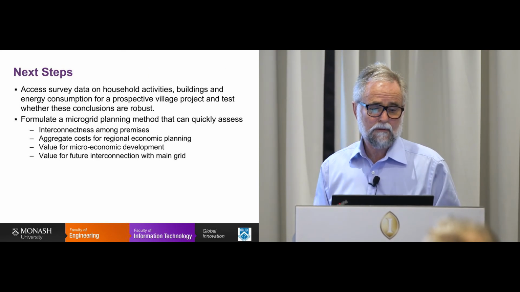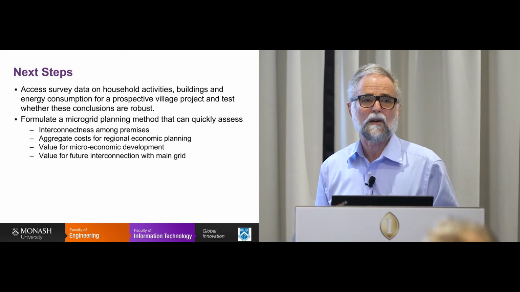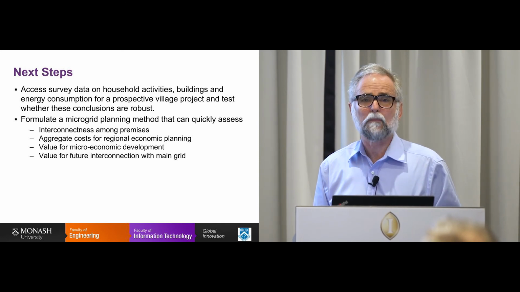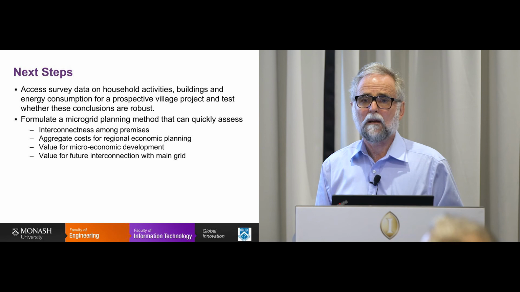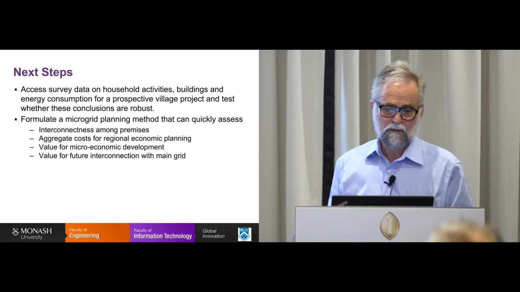Right, so next steps are to hopefully get someone to do the surveys and information that would better inform this model, and then try and formulate a microgrid planning method that takes advantage of the stochastic simulation, helps you to value interconnectedness, and then helps you build up the aggregate costs for rolling this out on a regional basis.